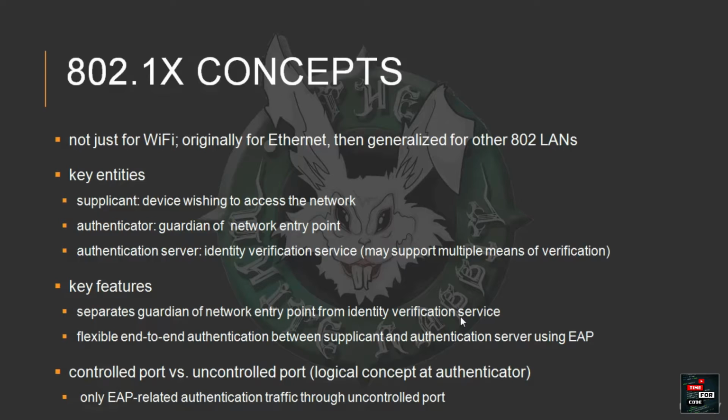There's another concept that we will briefly mention here, and then we will take a look at the flowchart to explain this further. So this is controlled port versus uncontrolled port. This is a logical concept at the authenticator, which in this case is the access point. Basically, the access point will have two ports for traffic from the supplicant, and the controlled port is the one that it does not allow traffic from the supplicant to pass through until authentication is successful. So only EAP related traffic can pass through the uncontrolled port and move on to the RADIUS server.